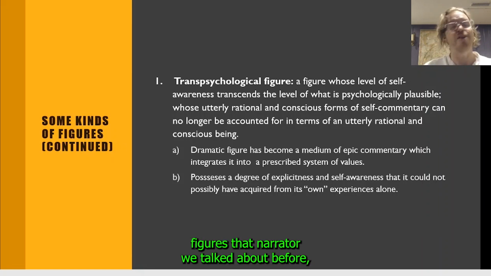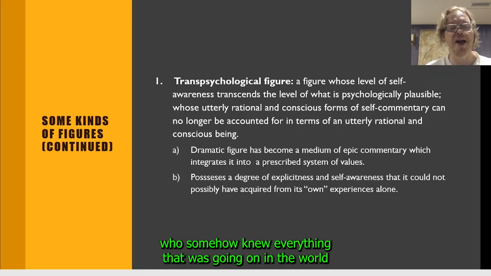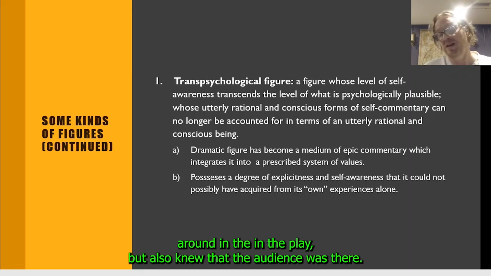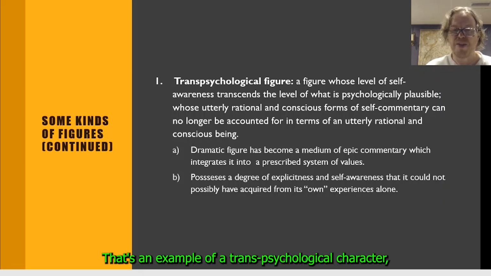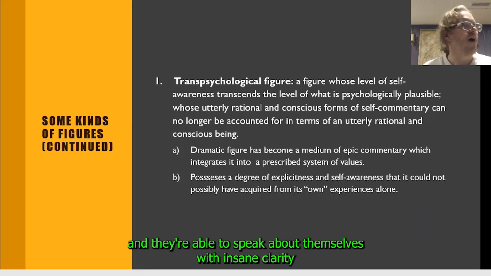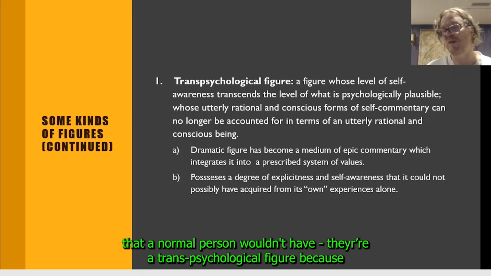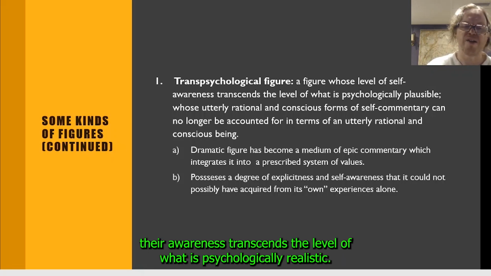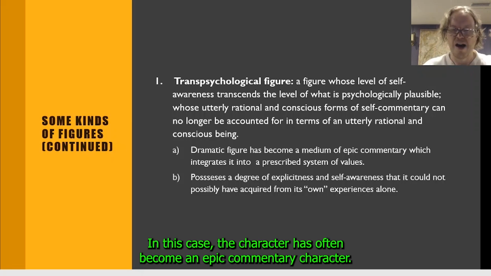Trans-psychological figures, that narrator we talked about before, who somehow knew everything that was going on in the world around in the play, but also knew that the audience was there. That's an example of a trans-psychological character. Other characters who know themselves so well, and they're able to speak about themselves with insane clarity that a normal person wouldn't have, they're a trans-psychological figure, because their awareness transcends the level of what is psychologically realistic.